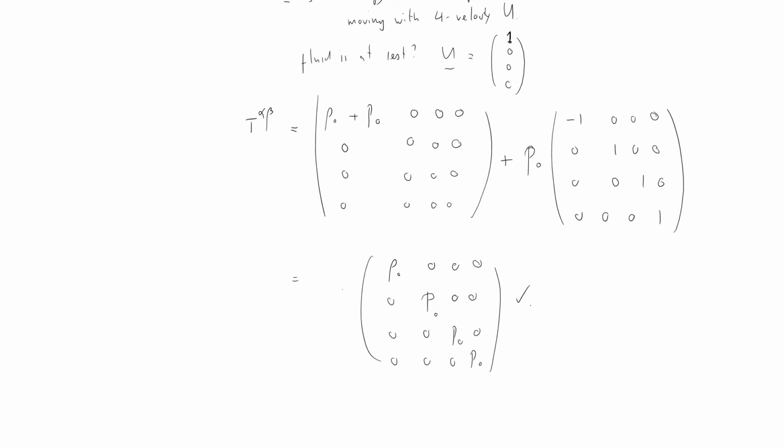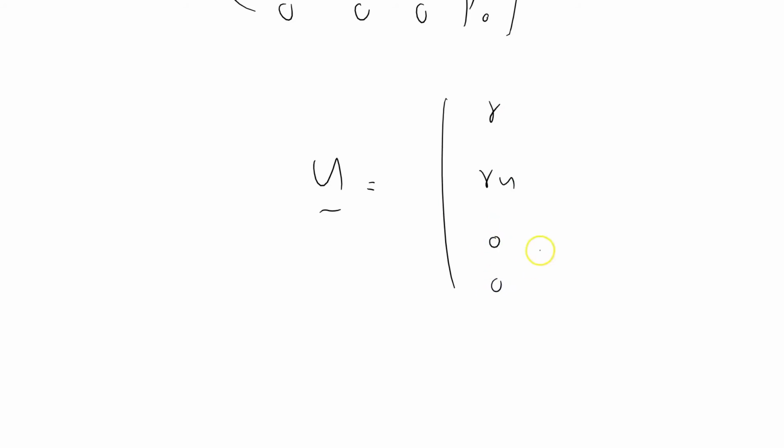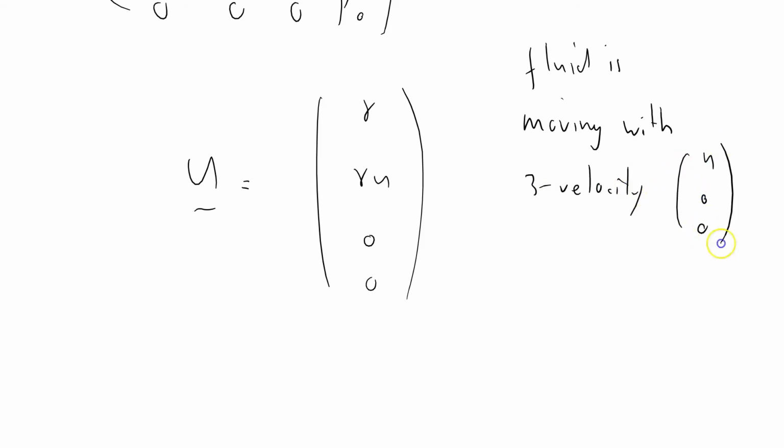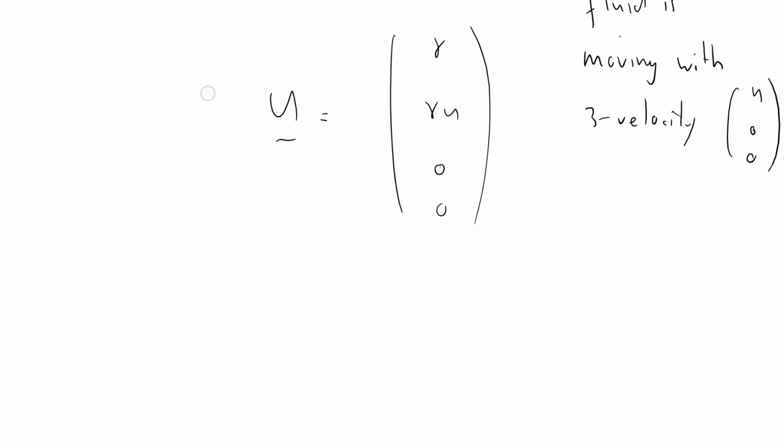But of course, I can put any velocity I like in here. So let's just say that you're moving. Let's just say my U is gamma U, 0, 0, because the fluid at least is moving with 3-velocity U, 0, 0. So of course when we work out the 4-velocity we have that gamma term and the gamma U there. So what does that do to my stress-energy tensor?